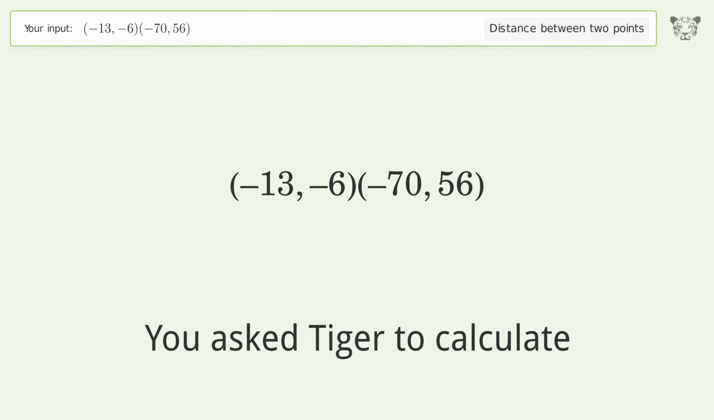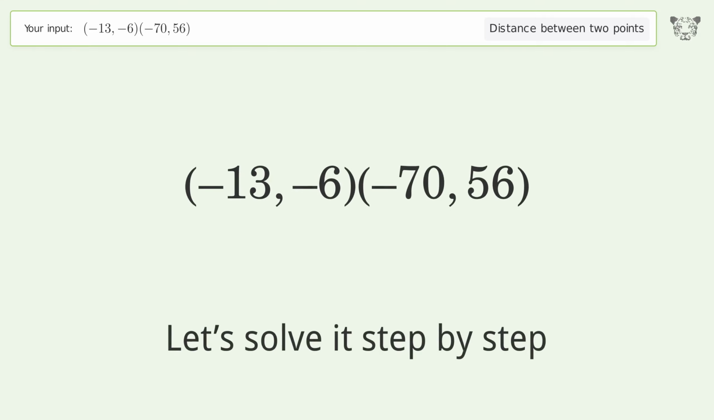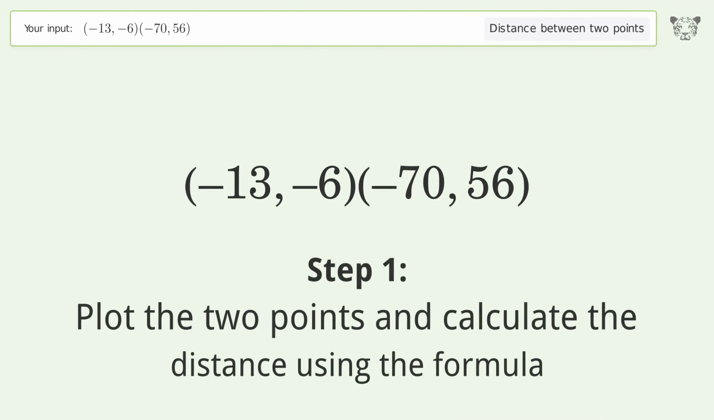You ask Tiger to calculate. This deals with the distance between 2 points. The distance between the 2 points is the square root of 7093, or 84.22. Let's solve it step by step. Plot the 2 points and calculate the distance using the formula.